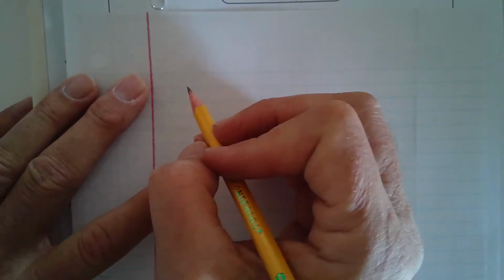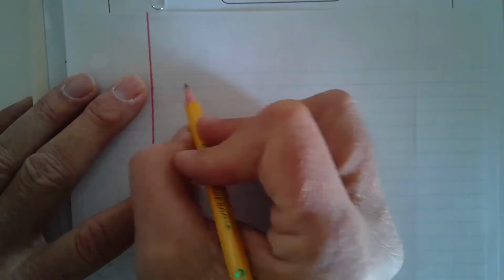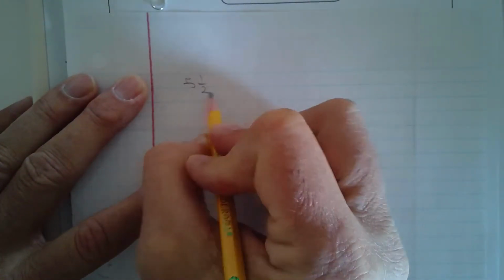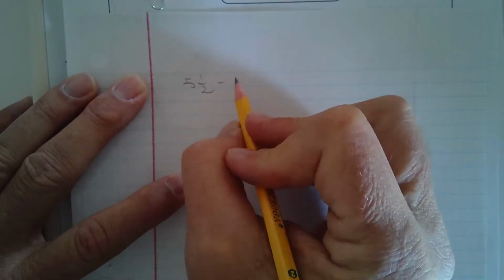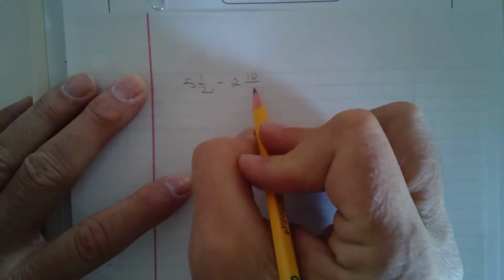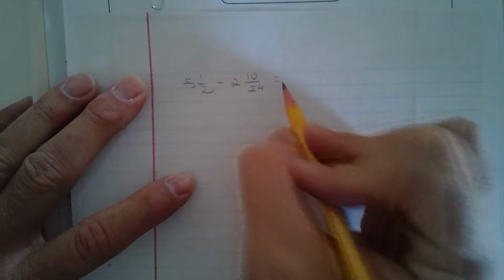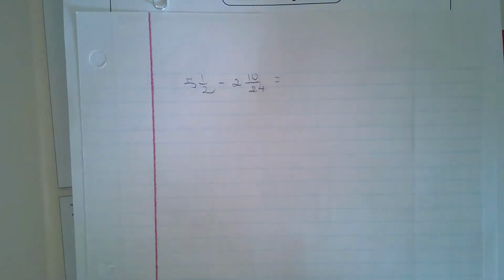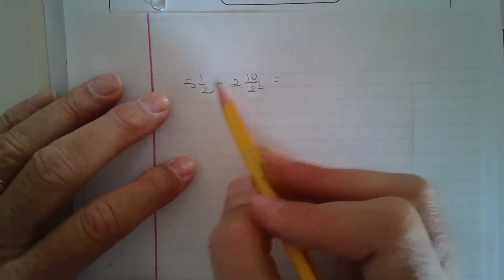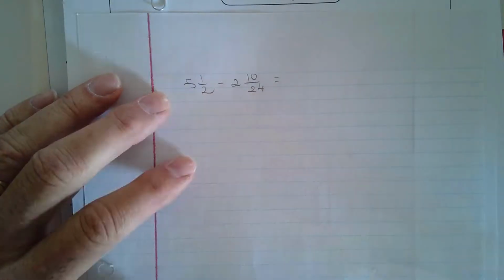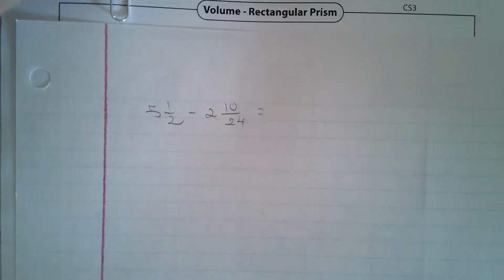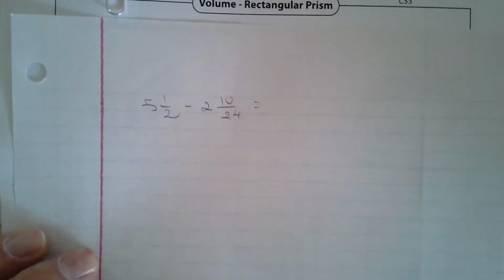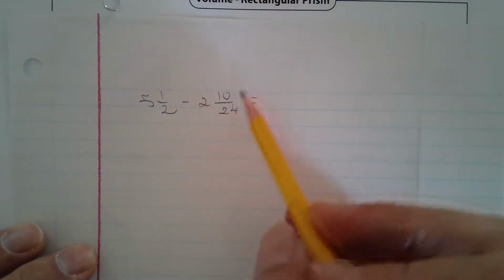Okay, so this is the second sheet of fractions. The first one is 5 1/2, and we're subtracting 2 and 10 over 24. There's a couple different things we can do here. We could just leave it as it is, but I see something right away. Zoom in a little bit more here so you guys can see this a little bit better. I can see that 10 over 24 can be reduced.